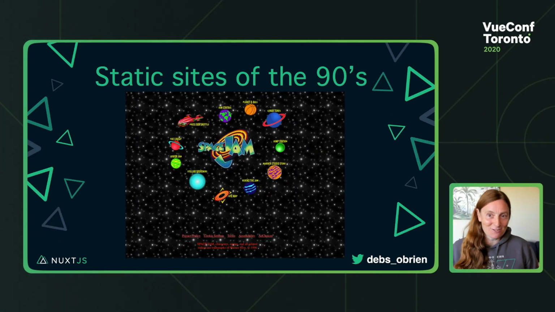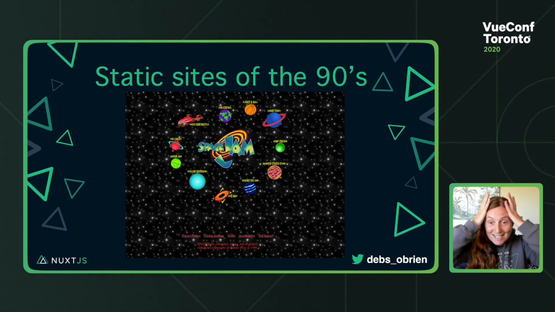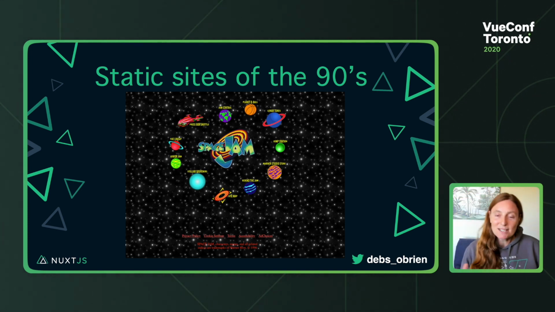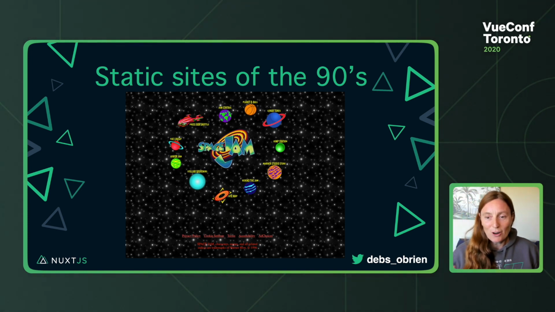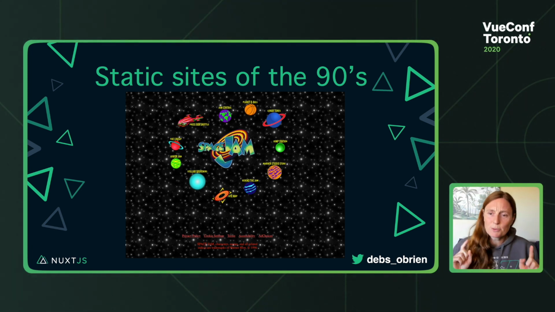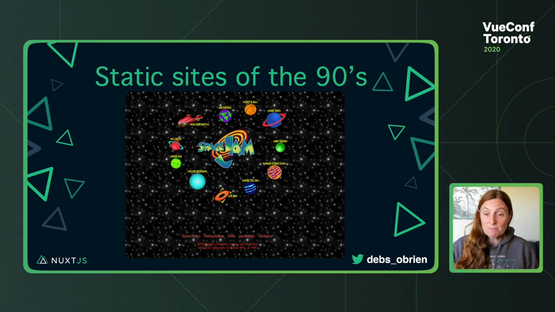So static sites, right? You're thinking, oh no, like static sites of the 90s. Like, okay, this is Space Jam, right? And I started like developing websites in the 90s. And these were the websites that we used to build. And this is cool. This is one of the best websites of the 90s that you'll ever find in your life, right? And yeah, they did a better job than I did. But this is basically what static sites were like. And they were very static, right?